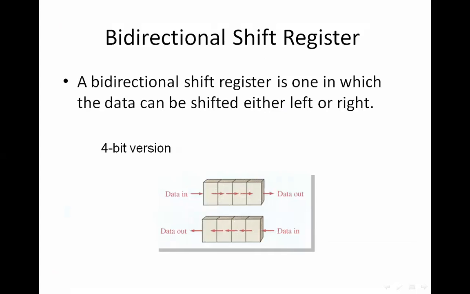Now the next interesting register, of course this is just for your information, it's not for your curriculum, but I thought it's fine for you to know about bidirectional shift registers. Bidirectional is something where I can make my input as output and I can make my output as input. So here my data in can be data out, data out can be data in. So data can go either from left to right or from right to left. In any way, we have provisions of moving the data.